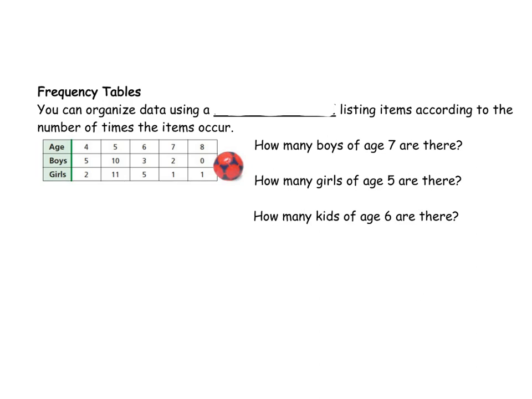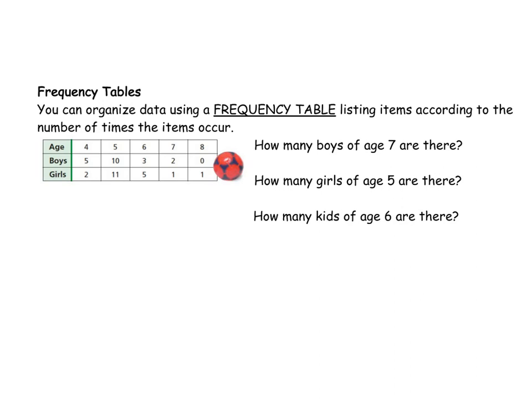To start off with histograms, we first have to take a look at a frequency table. A frequency table is a way to represent data where you're counting in different categories. You can organize data using a frequency table, which lists items according to the number of times they occur. In this table we have our age on the top, ages 4, and then down below we have boys and girls. There are 5 boys that are age 4 and 2 girls that are age 4.